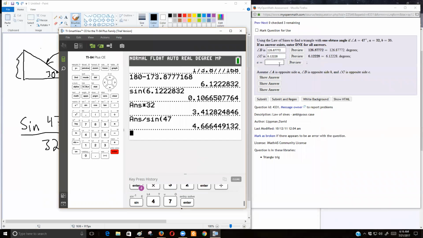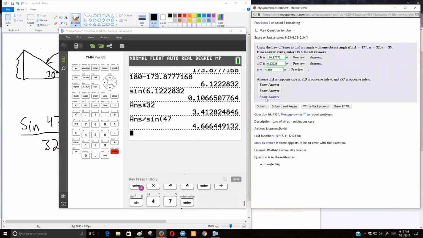So let's try typing that in and see if we can get it. 4.666. And they liked them all. Okay, so hopefully that'll help you solve this problem.